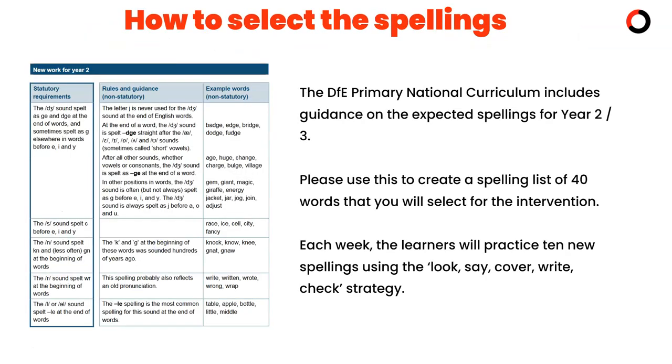So how to select the spellings. The DfE National Curriculum includes guidance on the expected spellings for Year 2 and Year 3. Please use this to create a spelling list of over 40 words that you will select for the intervention. 20 of these will then be used for the assessment. Each week, the learners will practice 10 new words using the spelling strategy.